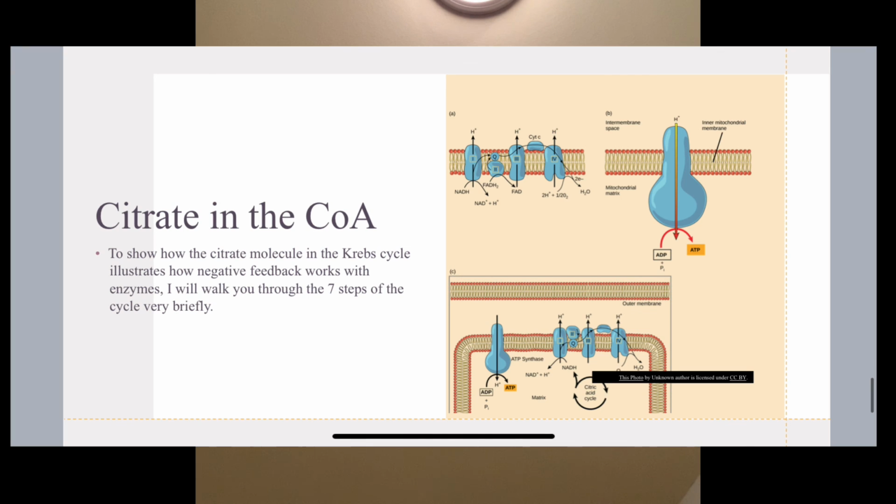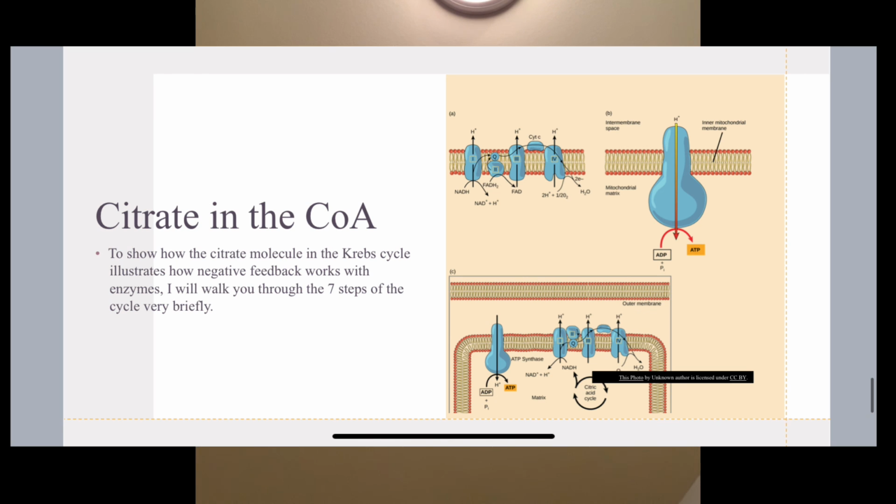And finally, another slide that we know and love, the citric acid cycle. So in this slide, you can see this picture I put here, but we're really trying to focus on citrate in the citric acid cycle. So to show how the citrate molecule in the Krebs cycle illustrates how negative feedback works with enzymes, I'm going to be walking you through the 7-step cycle very briefly, as this is a pretty long presentation already. But starting with step 1 combines a 2-carbon acetyl with a 4-carbon oxaloacetate molecule to form citrate. This reaction gets controlled by negative feedback in the amount of ATP available.